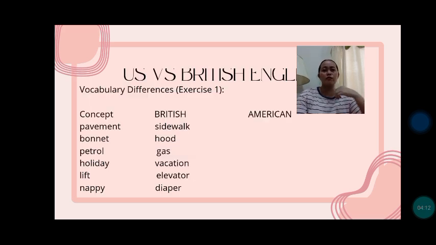Next, we have American versus British English. Now let's compare British and American English. I have here an example. The two varieties share the same language roots but have different vocabulary. For example, the British word petrol is American gas. Holiday becomes vacation, and lift becomes elevator. These differences developed historically and reflect each culture's linguistic identity.